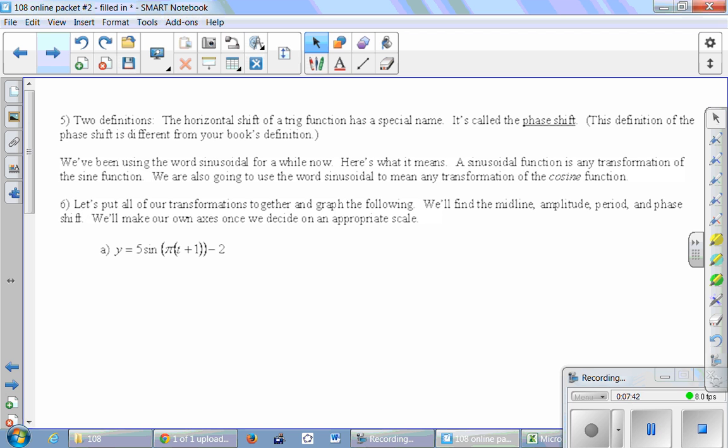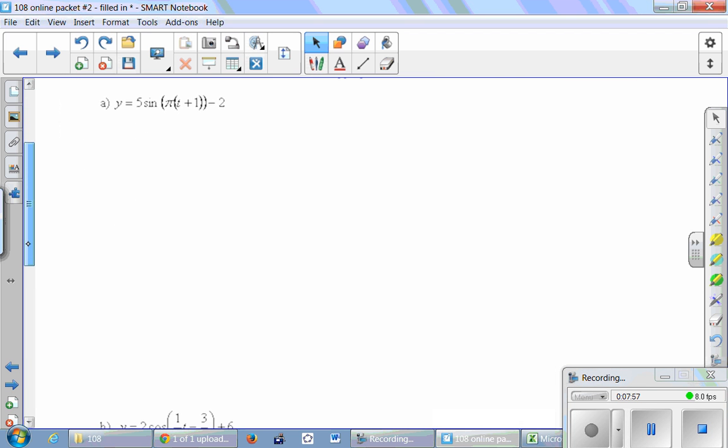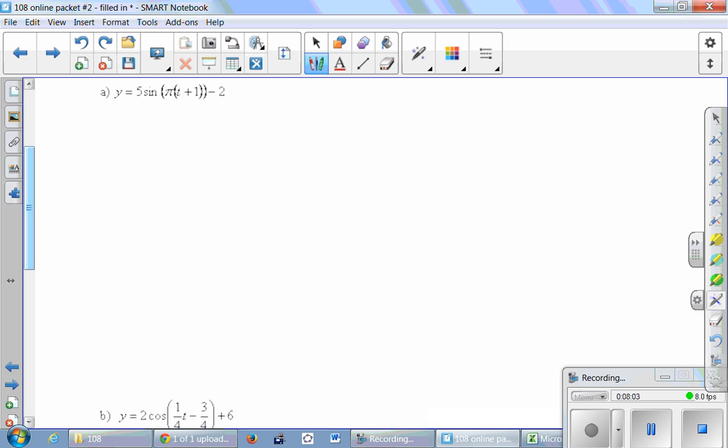Number 6, let's put all of our transformations together and graph the following. We'll find the midline, amplitude, period, and phase shift. We'll make our own axes once we decide on an appropriate scale. A, y equals 5 sine of pi times (t plus 1) minus 2. Okay, first thing I want to say is that this has already been factored out. That pi right there is already in the front, so it's already in the right form. We don't need to do anything with it.